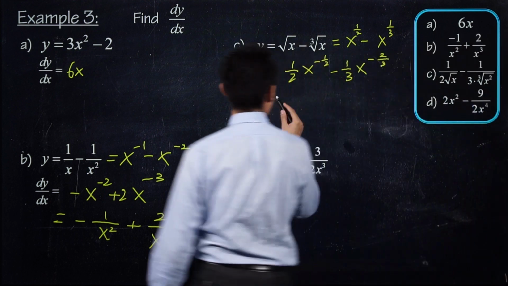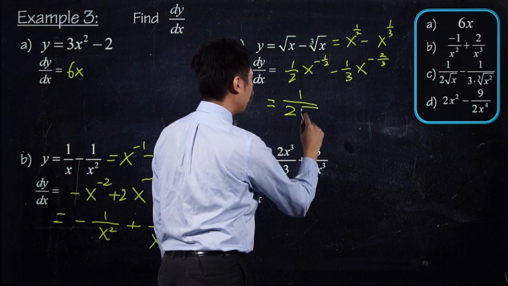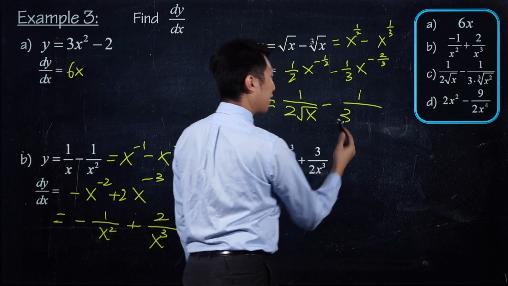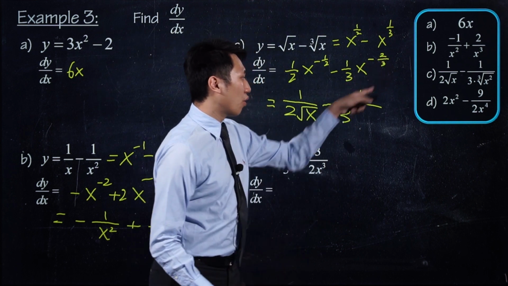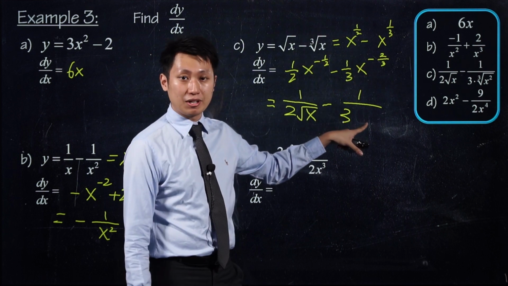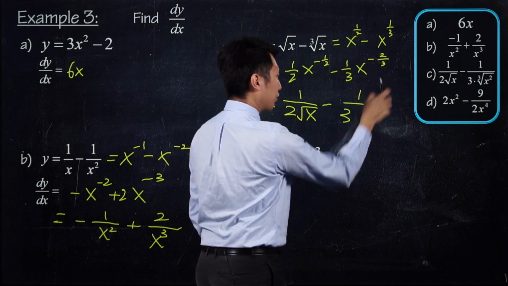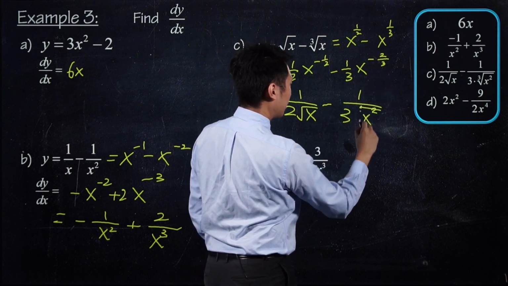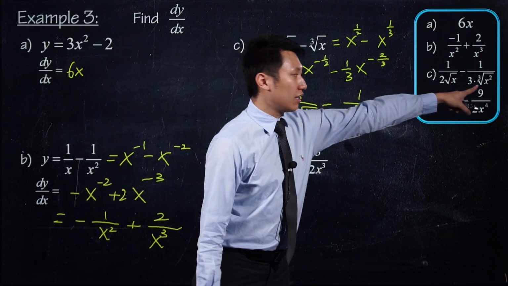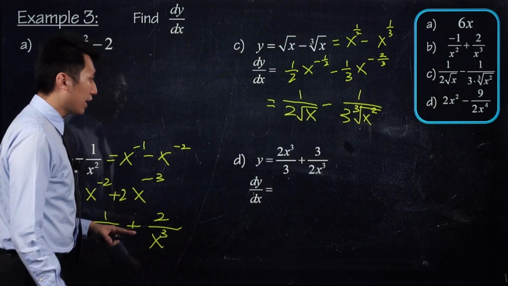So the final answer, if you write it nicely, will be 1 over 2 square root of x. The other one will be minus 1 over 3, x to the power 2 over 3, which is supposed to be below, because negative on top means positive below. X to the power 2 over 3 means you write the power first, then the root: cube root of x squared. So they are the same. No problem. Okay, last one.